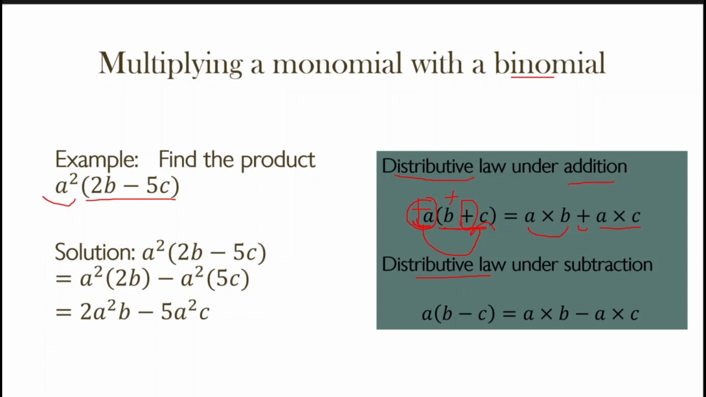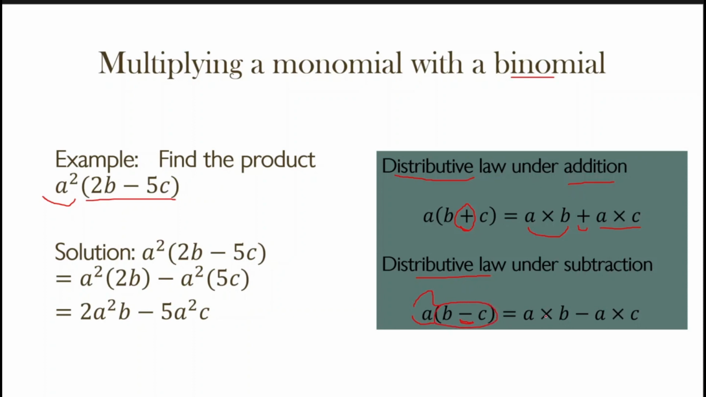So this is known as the distributive law under addition. Why under addition? Because the sign in the binomial, that is b plus c, was a plus. This sign I am talking about was a plus, that's why we are calling it the distributive law under addition. How is it different from the distributive law under subtraction? The only difference is that in the distributive law under subtraction there would be a subtraction sign. Here also, this a could be any other number or any other variable.